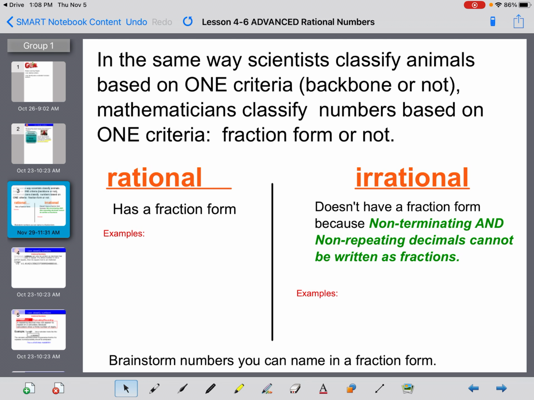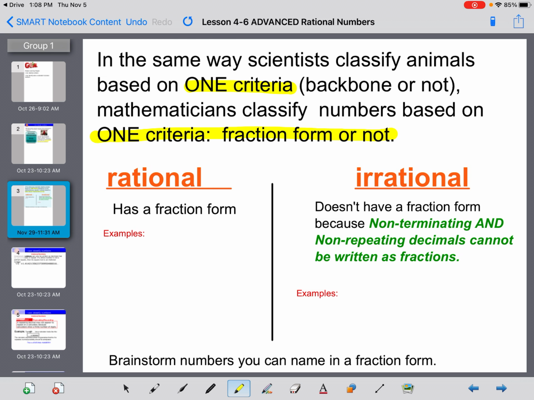In the same way that these scientists are classifying animals based on one criteria, either they have a backbone or they don't, mathematicians classify numbers based on one criteria, if they have a fraction form or if they don't.